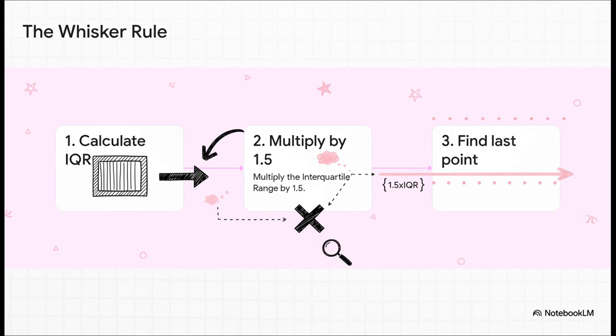So you might be wondering, how far out do these whiskers go? Well, there's a standard rule everyone uses. First, you figure out the size of the box, the IQR. Then you multiply that size by 1.5. That number sets your boundary. The whisker then stretches all the way out to the last actual data point that's inside that boundary. It's a really clever way to define the expected range.